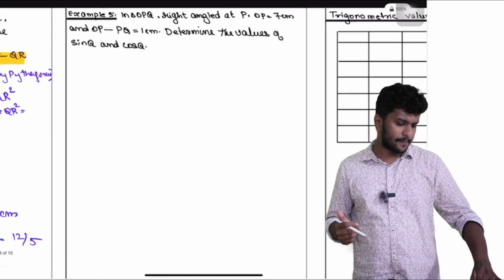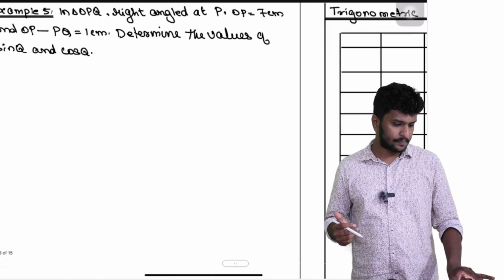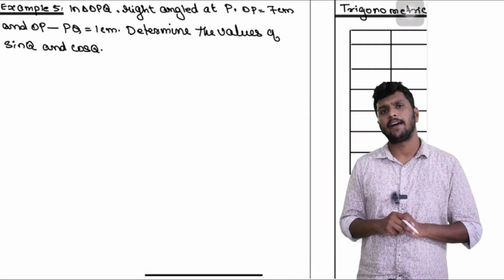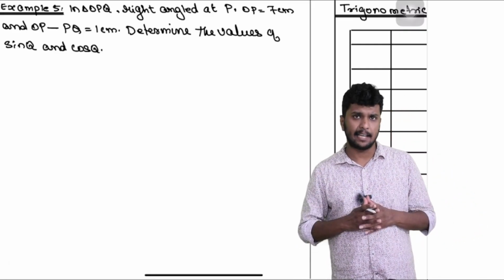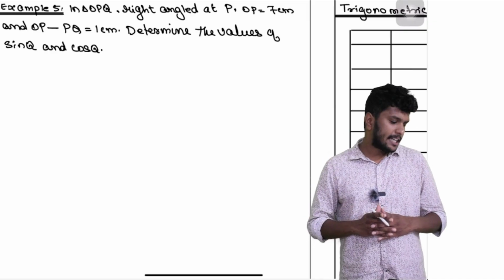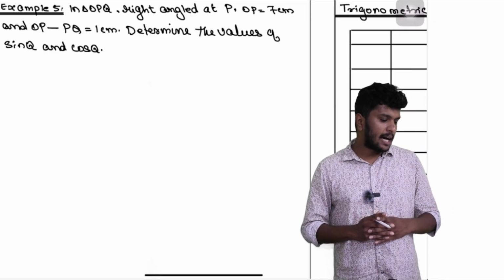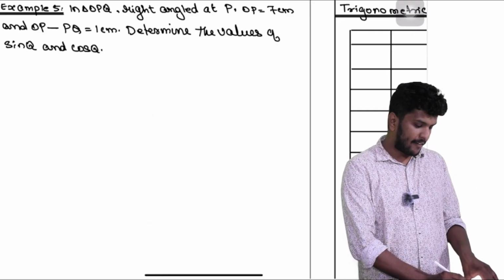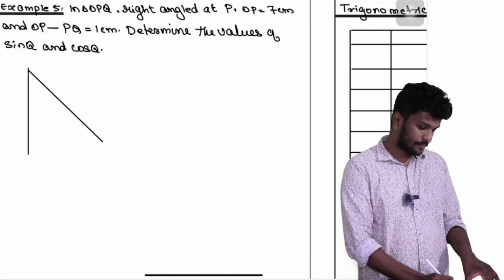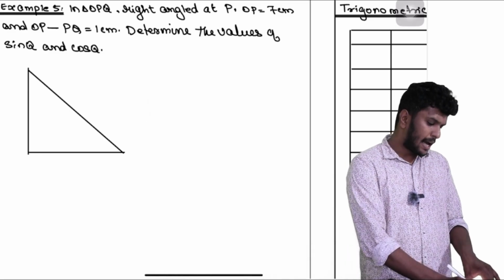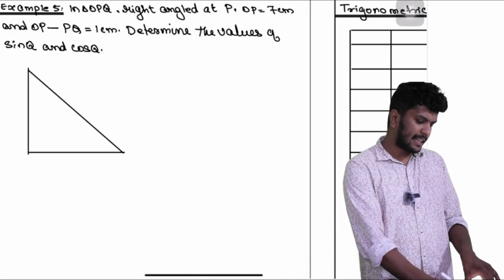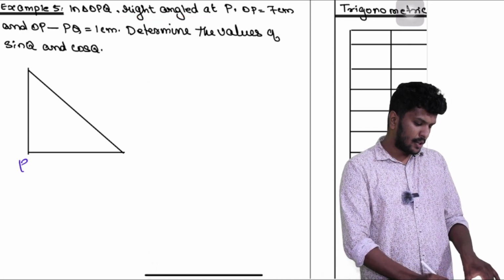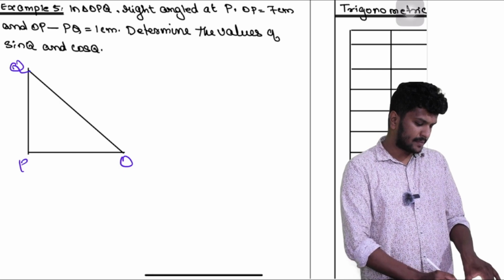Now similarly, you have another question, example 5, exactly the same. So we'll solve this one also. Now in triangle OPQ, right angle at P. So you have a right angle triangle, which is right angled at P. So you have P here, you have O here, you have Q here.